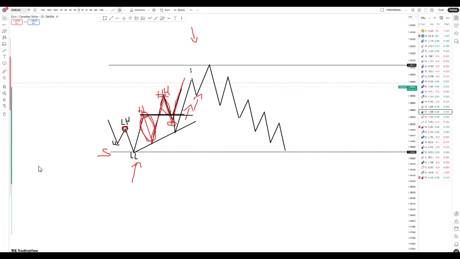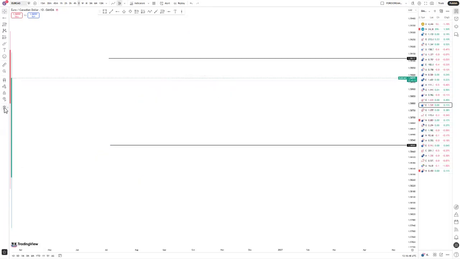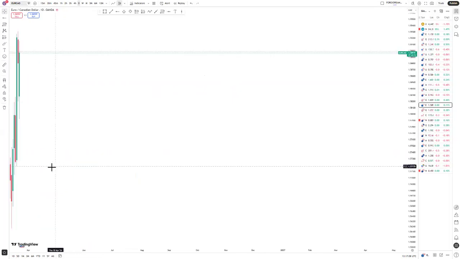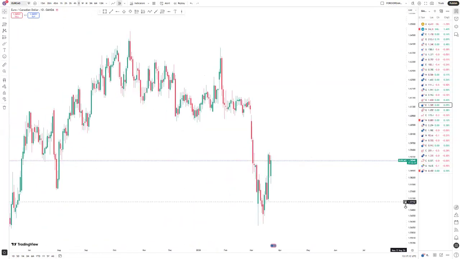Let's make an example of this on a good chart later. Let me erase. All right. Right now we are on the daily chart. Let's check what happened there. This is the daily chart.